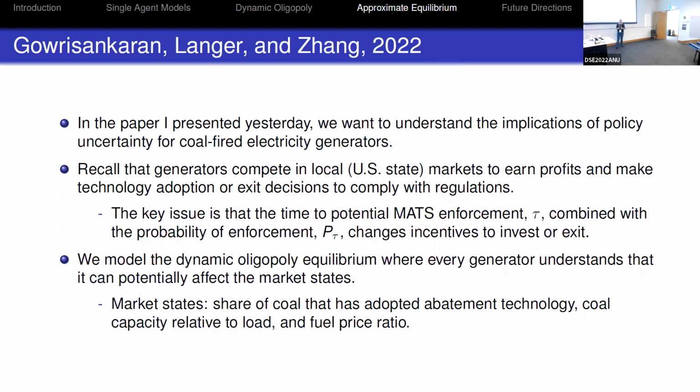In this paper, we're trying to understand the implications of policy uncertainty for coal-fired electricity generators. They're competing in these local markets that are a US state. They earn profits and they make these technology adoption or exit decisions to comply with the regulations. The issue is the time to potential MATS enforcement, tau, like 3 years before the policy is potentially going to be enforced. I have some probability that I believe it will be enforced, and that changes incentives to invest or exit.